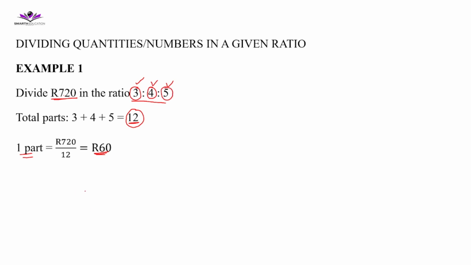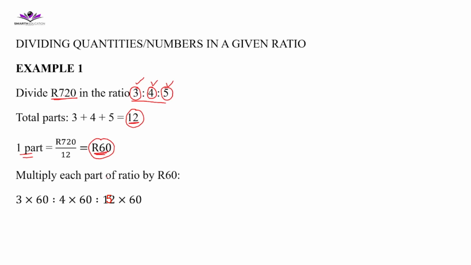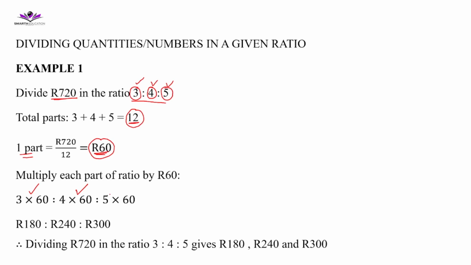So we're doing the last step of those 3 steps now. We multiply each ratio by one part. So we're going to say 3 times 60, we get 180. Then 4 times 60, we get 240. And then 5 times 60, we get what? We get 300 rands. You see that? So it means when I'm dividing 720 in this ratio, 3:4:5, it is going to be divided into 180 rand, 240 rand, and 300 rand. If you add this, they must give you your 720 rands.